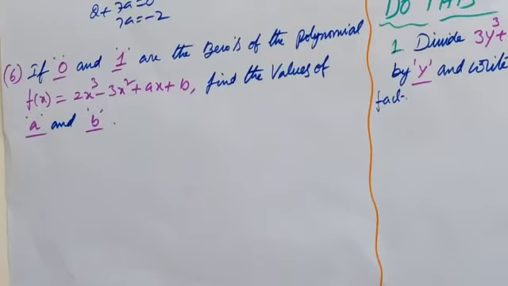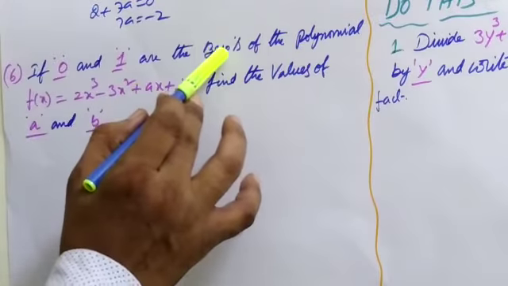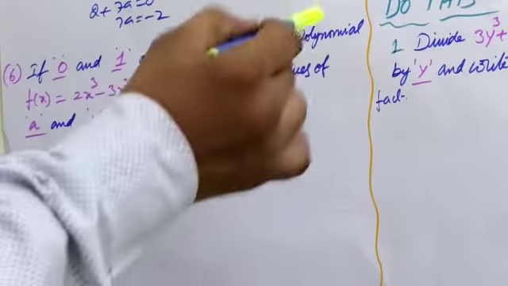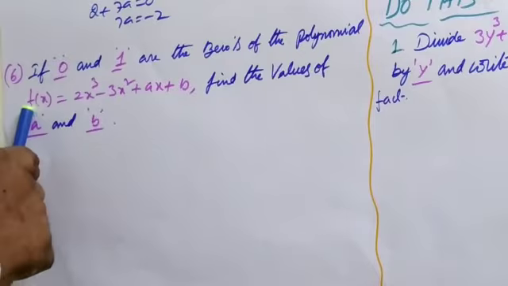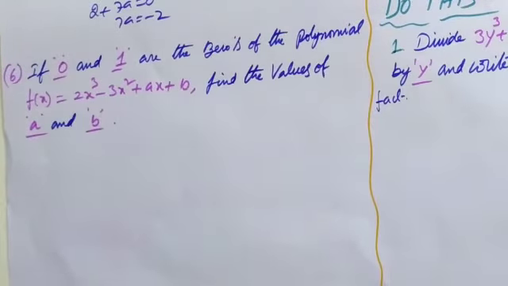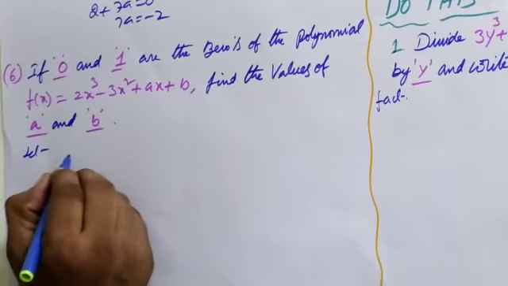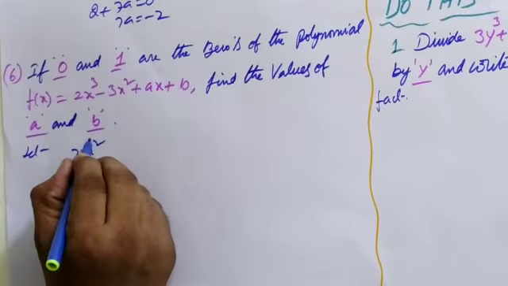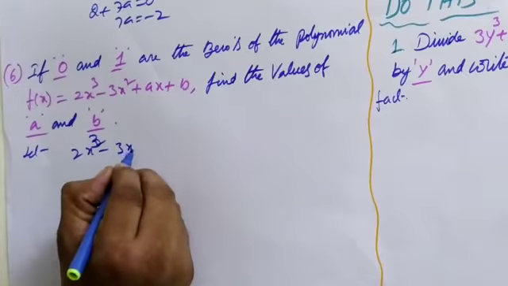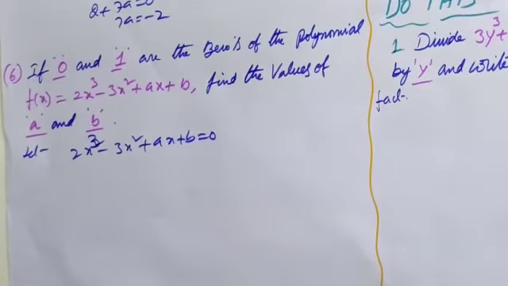Number 6: if 0 and 1 are the zeros of the polynomial f of x is equal to 2x cubed minus 3x square plus ax plus b, find the values of a and b. Now let us take the polynomial equal to 0: 2x cubed minus 3x square plus ax plus b is equal to 0.